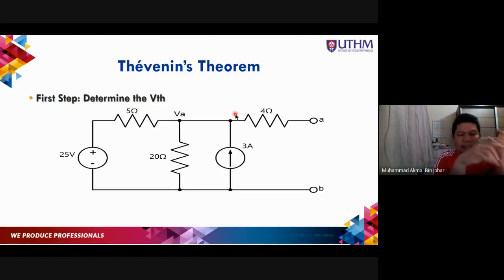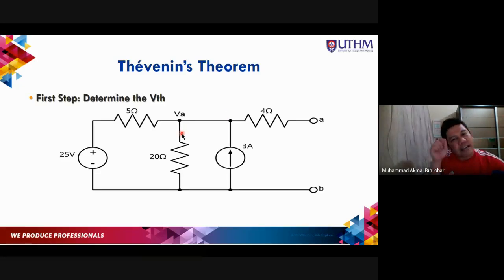So macam mana nak solvekan V Thevenin? Kita ada macam-macam teknik, kita belajar mesh, kita ada nodal dan pelbagai-bagai teknik superposition. So you can choose any of those techniques in order to determine the value of voltage Thevenin. Sebab ada current source, kalau ada current source, saya memang suka pakai nodal. Saya tak nak pakai mesh, sebab mesh is always calculation of voltage. So when you have a current source, let's use nodal analysis in this case.